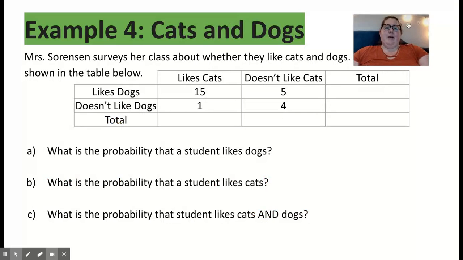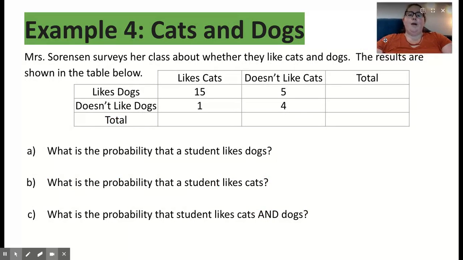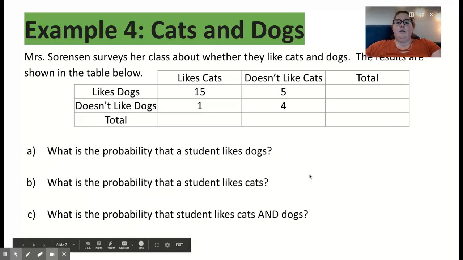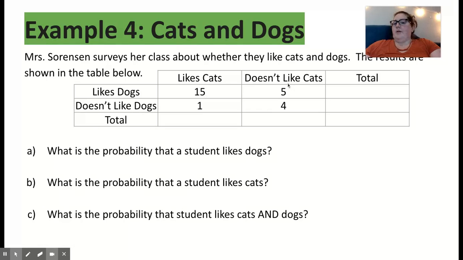Now we're going to look at a different type of example. We have here what we call a two-way table. Ms. Sorensen surveys her class about whether they like cats and dogs. The results are shown here. I can see the number of people who like both cats and dogs, who like dogs but not cats, etc. You'll notice that this table does not give us the total, so if that ever happens, a great first step is to go ahead and total up each column and each row. So I'm going to do that real quick. And now we'll move on to our examples. The totals just really help when we are finding probabilities.